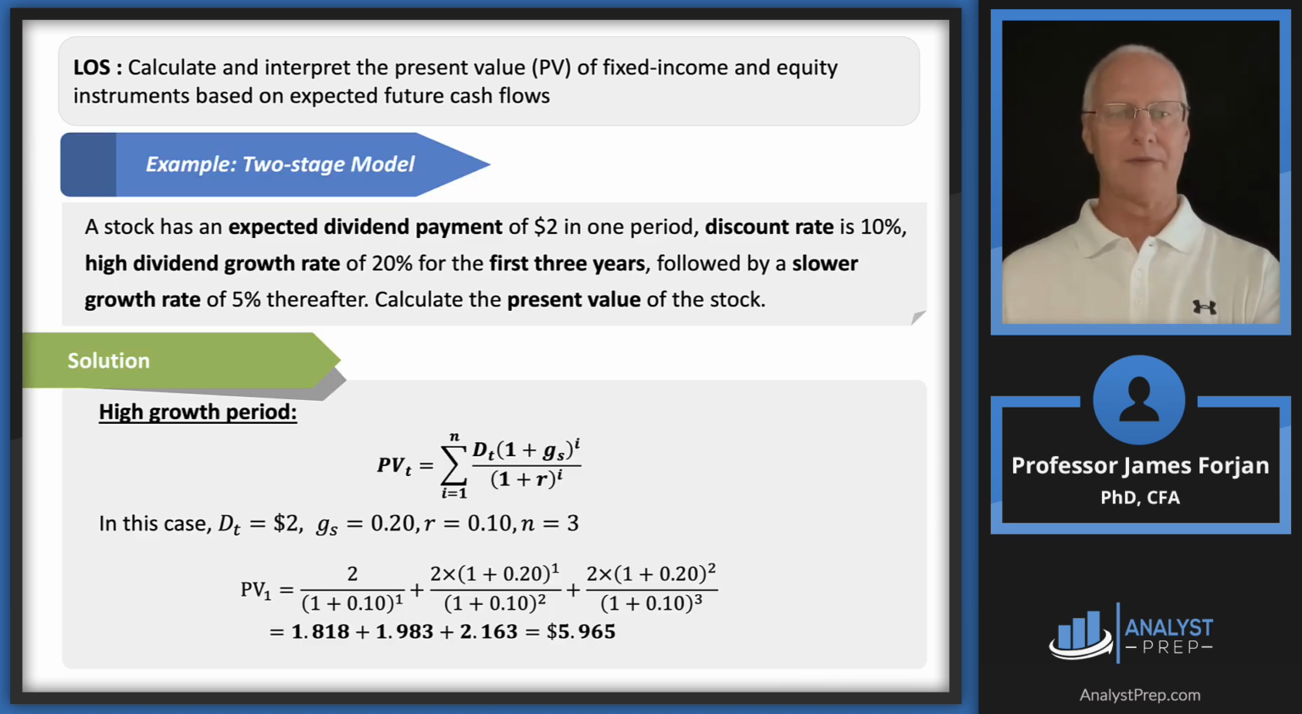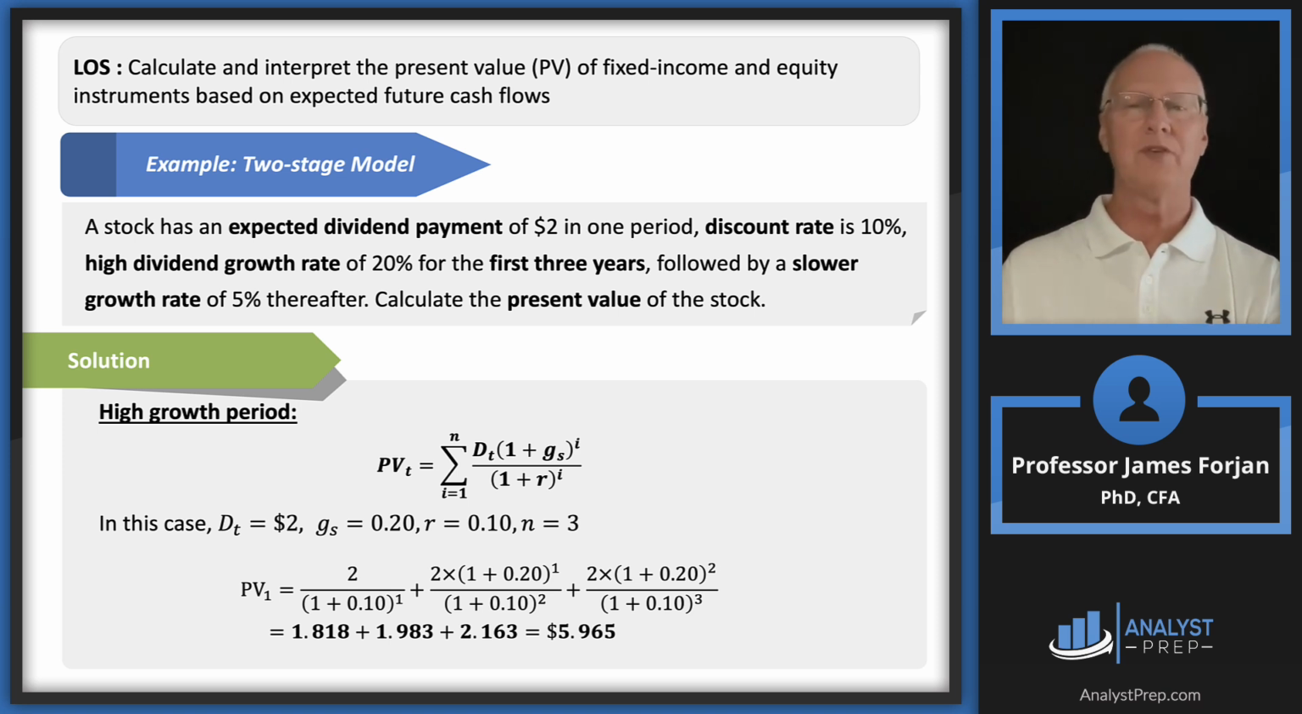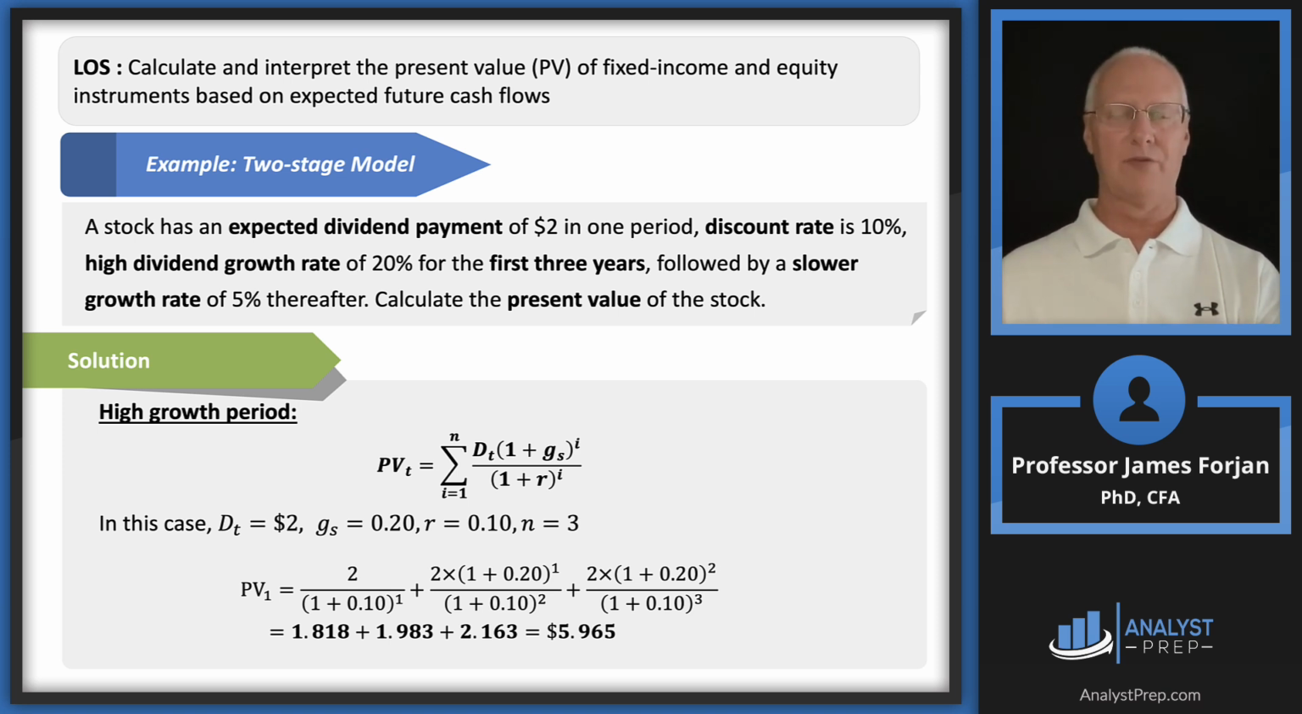All right, so we're going to have to work through this the long way. So here we go. $2 dividend in one period, high dividend growth rate of 20% for 3 years. Okay. Followed by a slower growth rate of 5%. So that should make sense given my previous 5 minutes of discussion. There we have a required return. Notice we just call it a discount rate of 10% in this example. Calculate the present value of the share of stock.